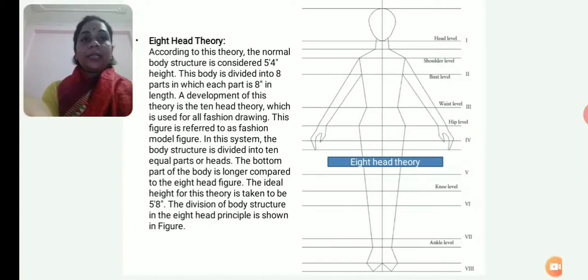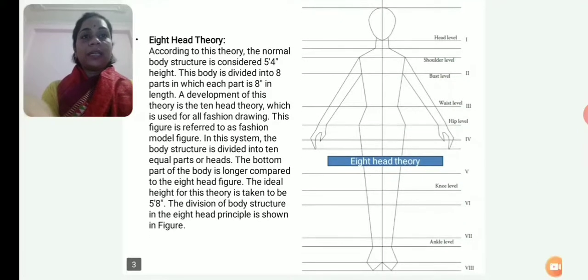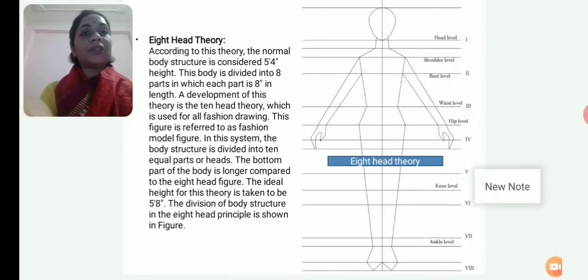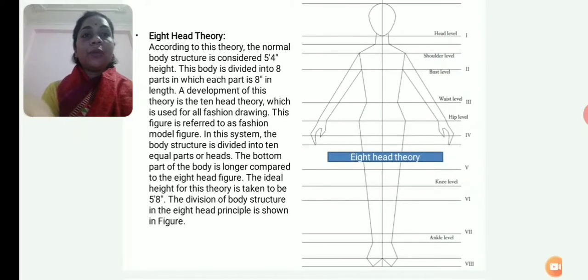According to this theory, the normal body structure is considered 5 feet 4 inch in height. This body is divided into 8 parts, in which each part is 8 inch in length. A development of this theory is the 10-head theory, which is used for all fashion drawing. When we do model drawing, we will use the 10-head theory. This figure is referred to as the fashion model figure.